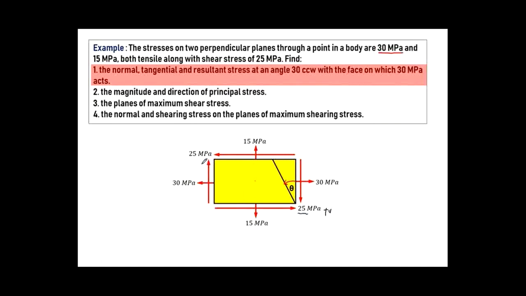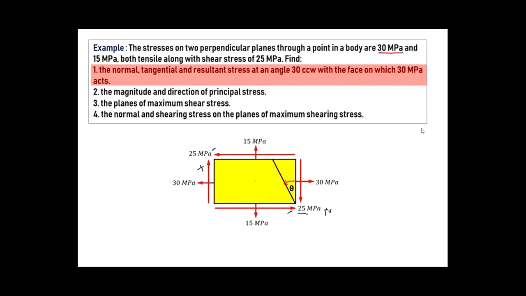Similar to this, for this particular case it is positive, but for this one it tries to rotate in the anti-clockwise direction. So here it will be minus, and for here it is minus. So for this it is plus, for this it is minus, for this it is plus, for this it is minus.